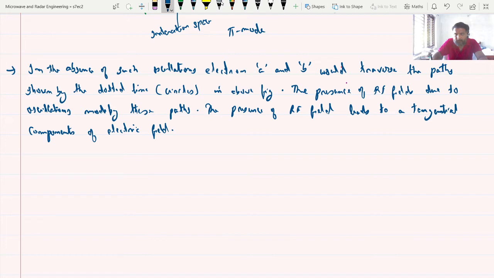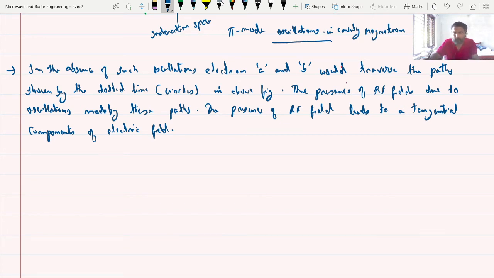Pi mode oscillation in cavity magnetron. You can give that figure a name like that.